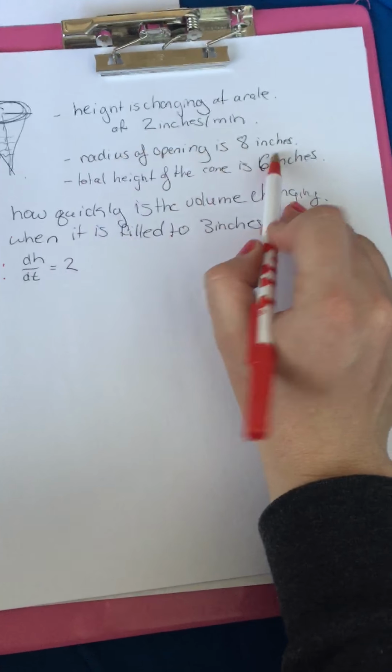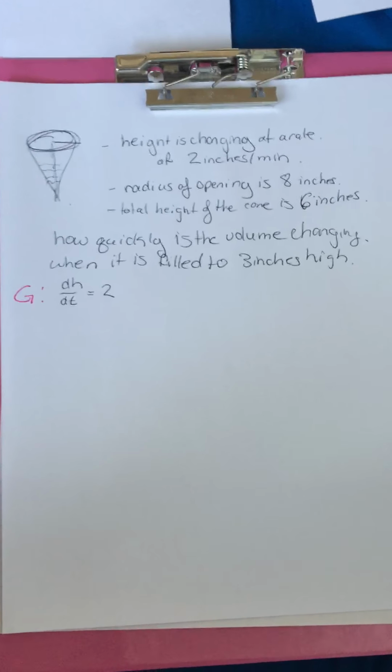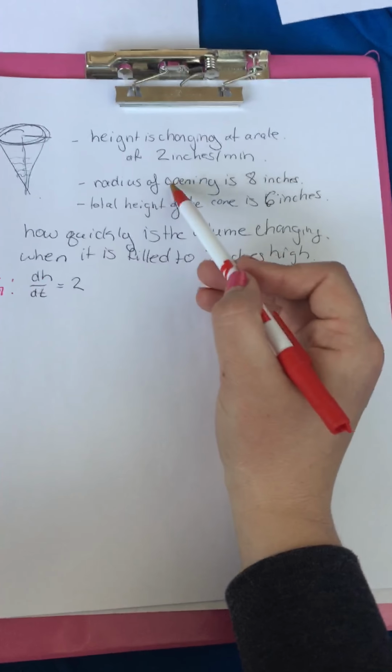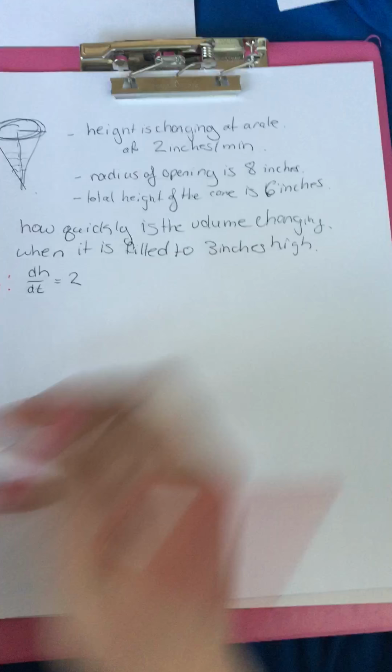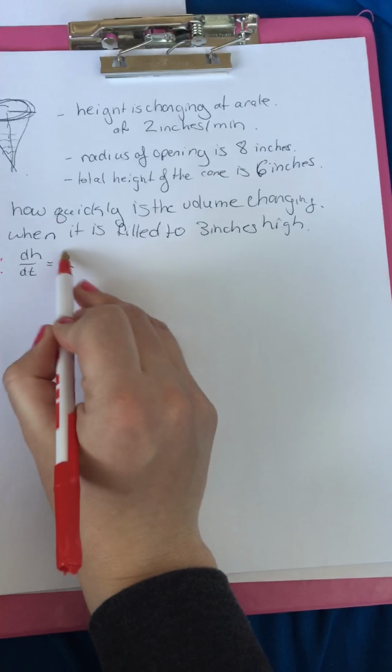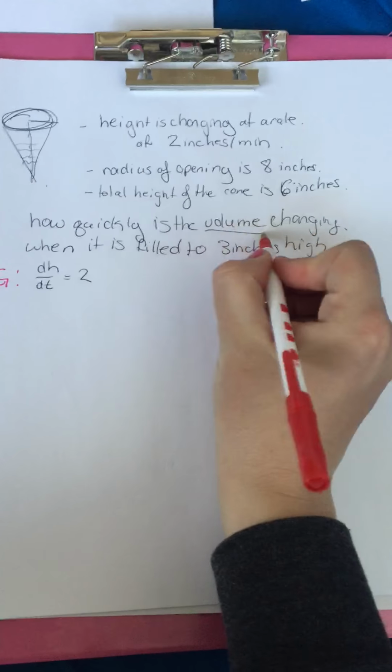So 2 from here. The radius at the opening is 8. But notice that as we go down, the radius is going to change. So we can't just say that the radius is 8 and leave it like that, and that the height is 6 and leave it at that. We can't say that. We need to find a way to relate the radius and the height, because they're both changing, right? But we only know dH by dt, and we're trying to figure out how much the volume is changing.